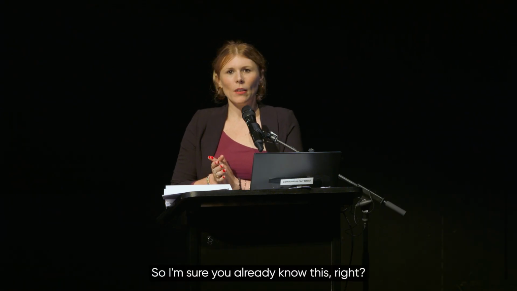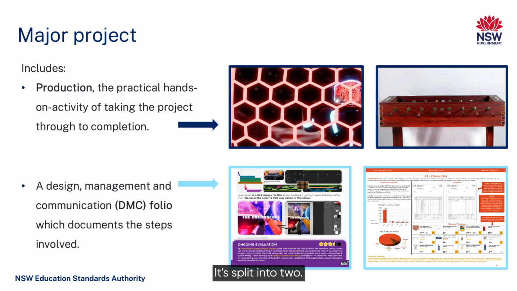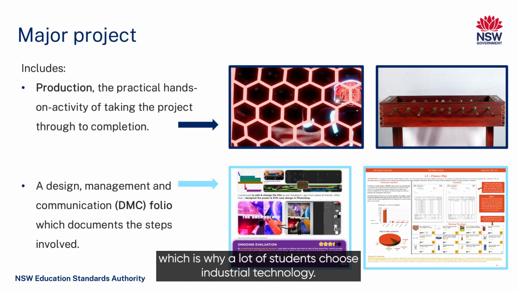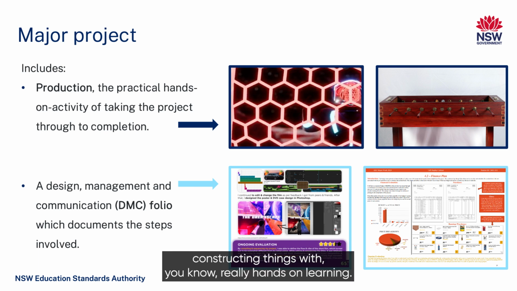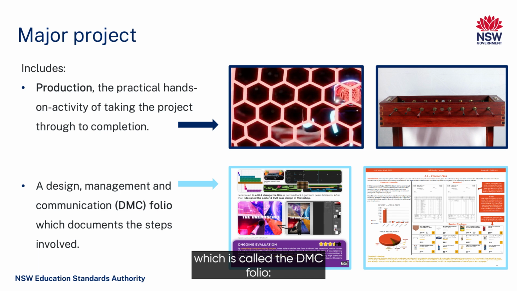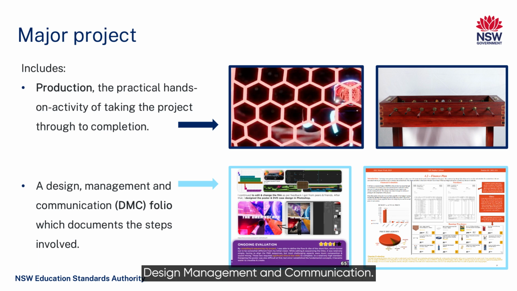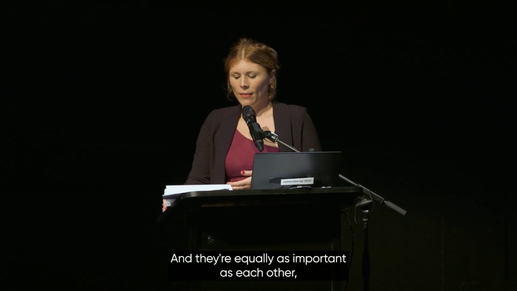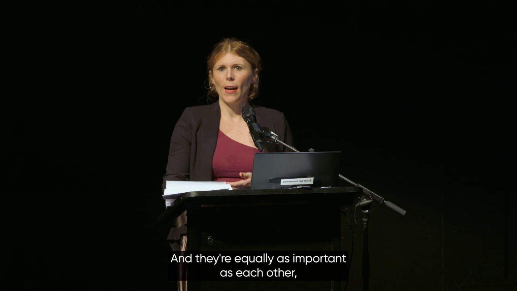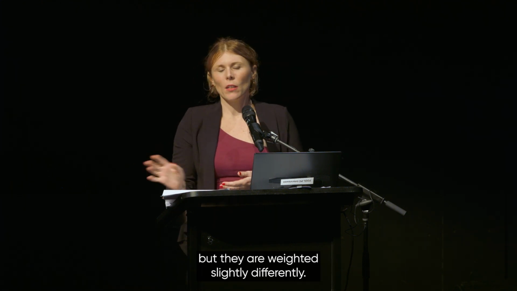Okay, so I'm sure you already know this, right? It's split into 2. So we have the production, which is why a lot of students choose industrial technology. It's that hands-on, the practical, get in there, constructing things, really hands-on learning. And then we've got the steps and all the processes, which is called the DMC Folio, Design, Management and Communication. Okay, and they're equally as important as each other, but they are weighted slightly differently.